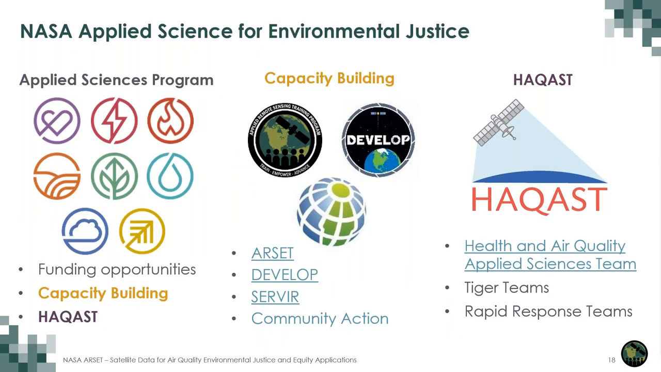At NASA, these tasks are mainly carried out through our Applied Sciences program. The Applied Sciences program helps people across the world use NASA data to solve their biggest problems, including environmental injustice. One way is to provide direct funding to support research and decision-making about problems related to health and the environment. But in addition to funding opportunities, the Applied Science Program includes NASA's capacity building efforts, which are ARSET, which provides free public training, such as the one you're attending right now, DEVELOP, which supports small research teams on short-term feasibility studies for new applications of NASA Earth Science data, and SERVIR, an international program in partnership with USAID, which provides international decision makers with the tools and training they need to use Earth Science data.